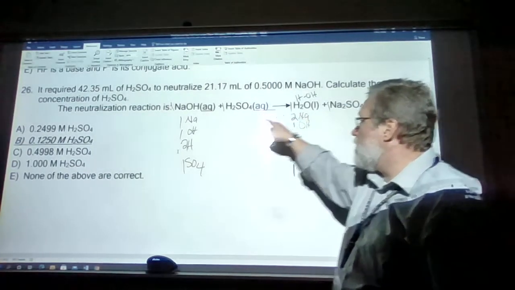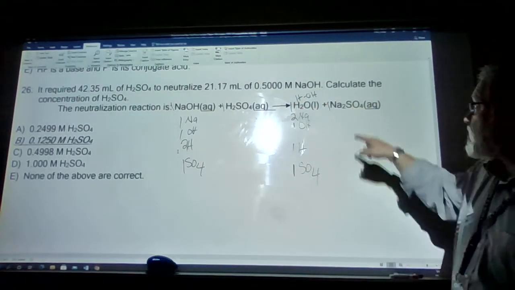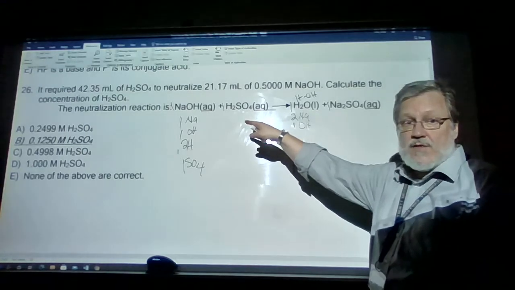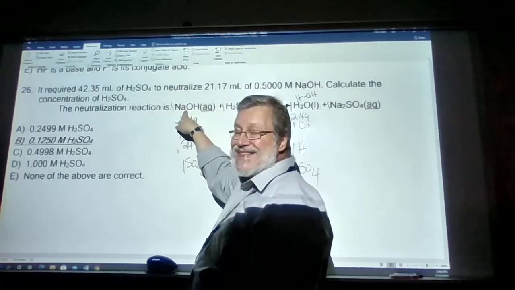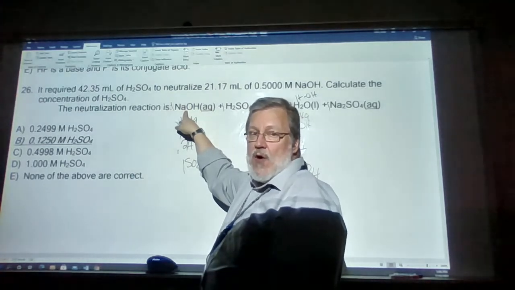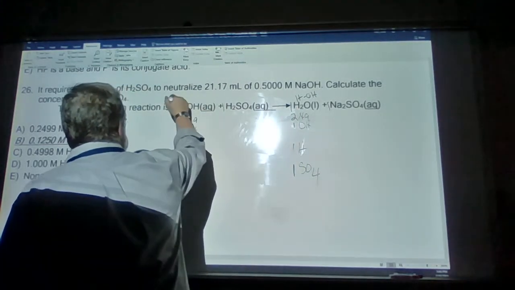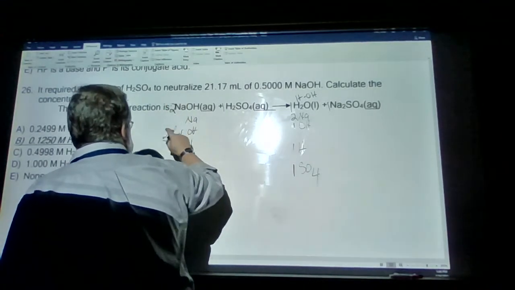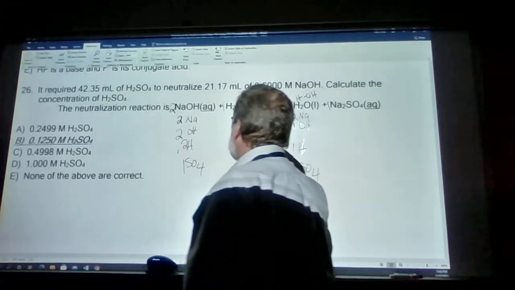Two sodiums, 1 sodium. So what does that mean? We've got 2 sodiums here. We need to have 2 sodiums on the other side. We can't change the subscript because that changes the compound. Na2OH does not exist. So we have to put a coefficient of 2 in front of that. Makes 2 Na, it makes 2 OH.